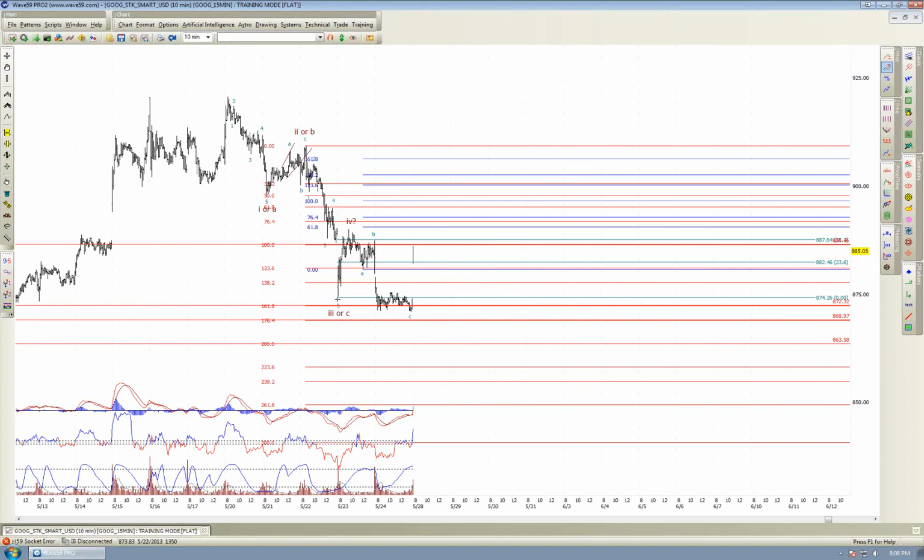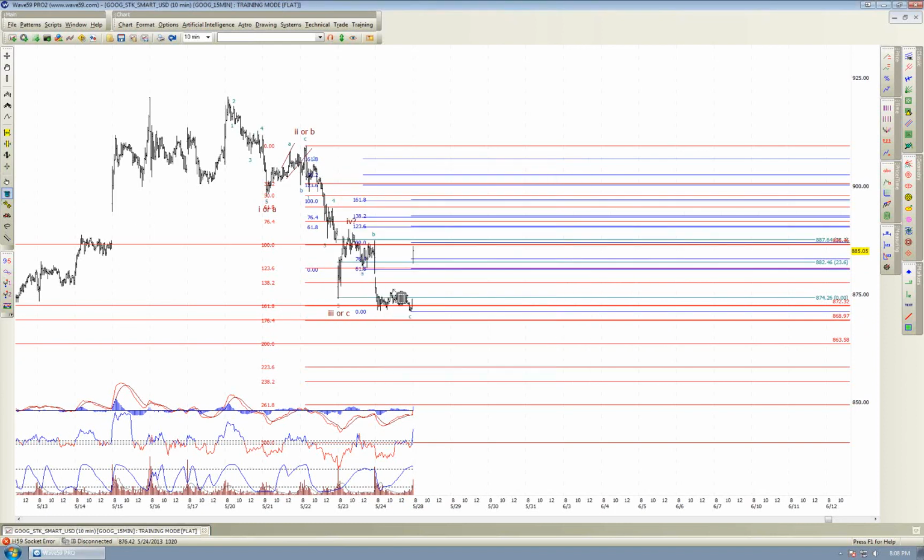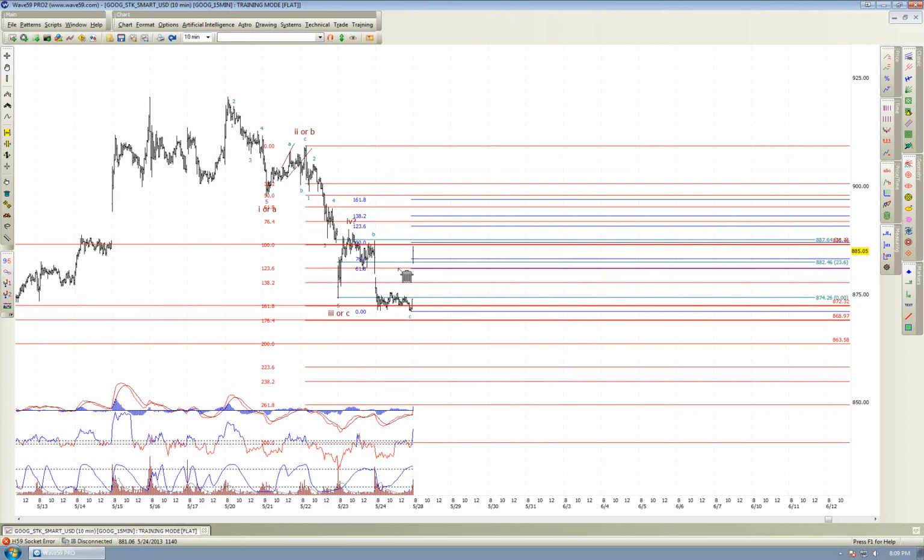So in the case that this is a B wave rather than the fifth wave, let's just check out what sort of fib relationship we might be looking at. So I'm going to get rid of some of these other fibs.